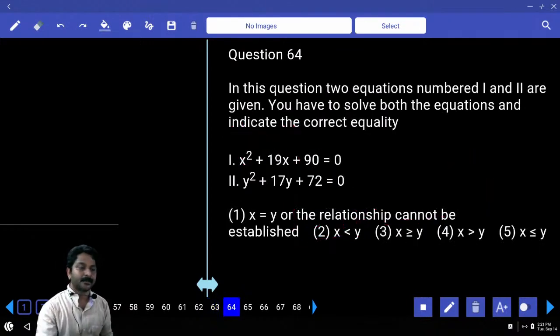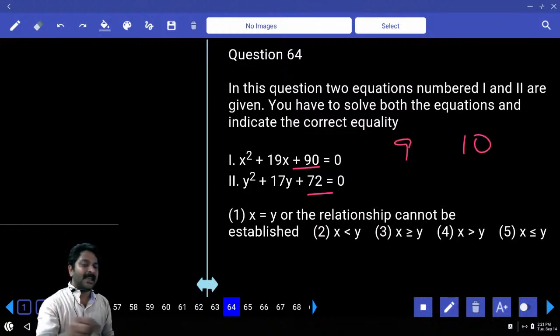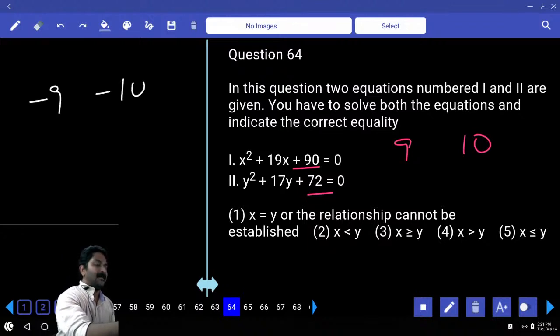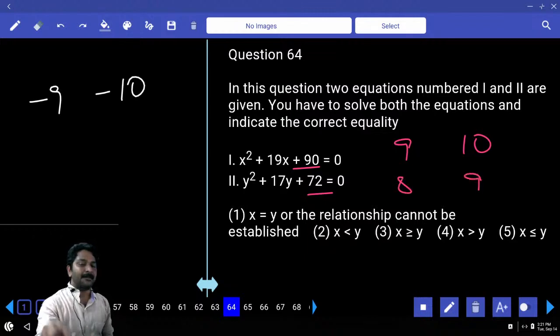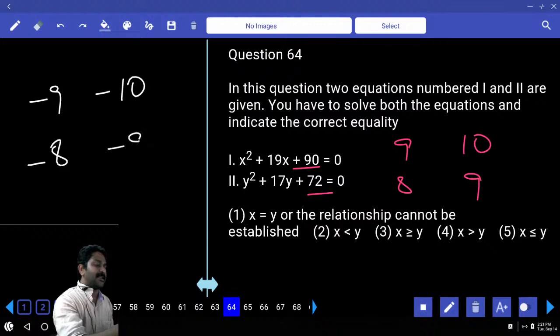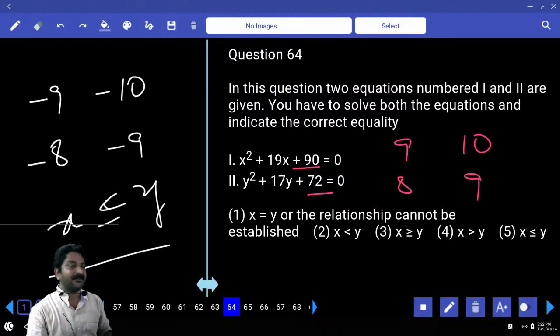Next. Is it a free question? No, we have to calculate. 90 we can write it as 9 and 10. Plus 9 plus 10 is the combination. Factors are minus 9, minus 10. Next 8 and 9. Product is 72. Plus 8 plus 9 combination. Minus 8 minus 9. X less than y. X equal to y. X less than y. X is less than or equal to y. Final answer, which is fifth option. Over.